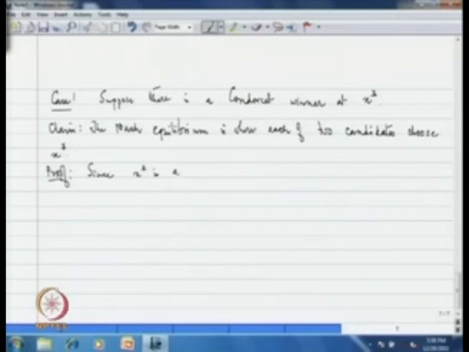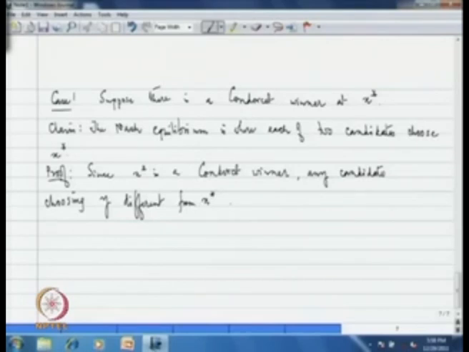Since x star is a Condorcet winner, any candidate choosing y different from x star will lose. So, deviation is unprofitable. In fact, it is strictly bad. Now, this proves that x star is a Nash equilibrium, but what is the proof that this is the only Nash equilibrium?